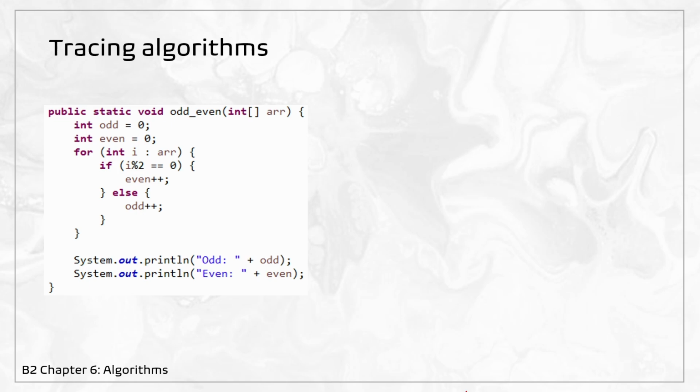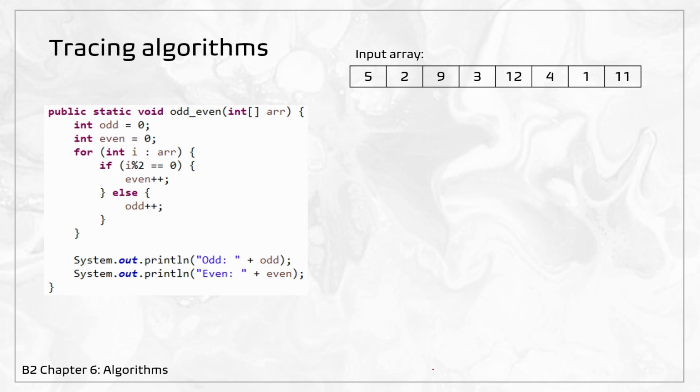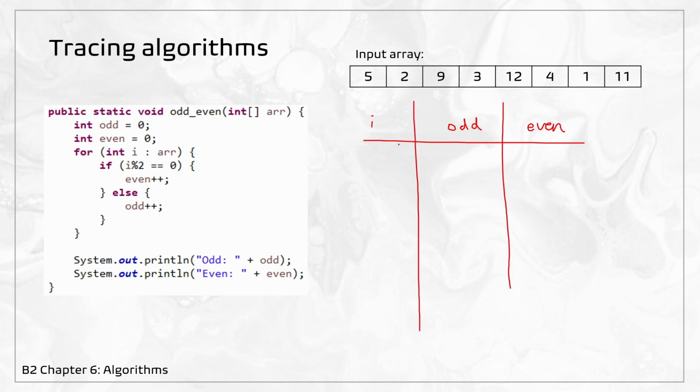Let's make a trace table for this algorithm for this input array. In this algorithm, there's three variables: I, odd, and even. I takes the value of every element in the array, and odd and even change depending on the value of the input array. So now let's fill in the table. Let's just divide them into columns over here. Initially, I doesn't have a value, and odd and even are at 0. So let's just write 0 for both of them here.